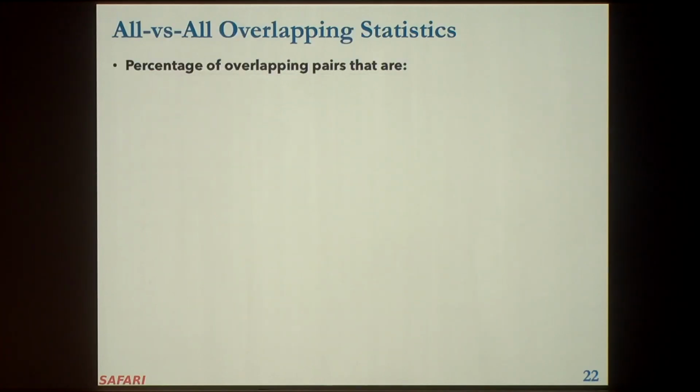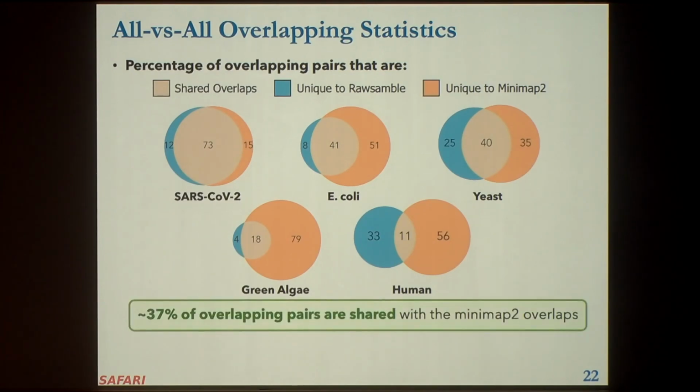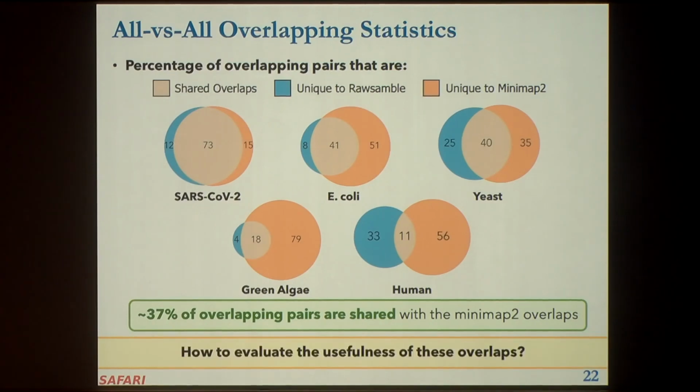Next, we look at the all versus all overlapping statistics in terms of the percentage of overlapping pairs that are shared between tools, and also unique to Rawsamble and unique to Minimap2. This Venn diagram shows these percentages. What we find is that around 37% of the overlapping pairs are shared with the Minimap2 overlaps. But the question is, how do we evaluate the usefulness of these overlaps?